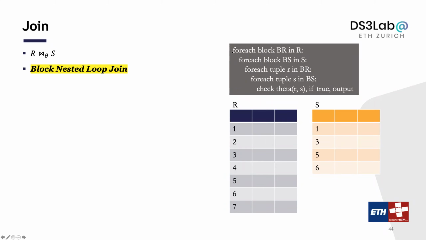Essentially, instead of enumerating every single tuple, I'm going to do that at the block level. For each block or each page in R, for each page in S, I bring them into my buffer, and then I scan the tuples of R in that page, scan the tuples of S in that page, and then check theta.